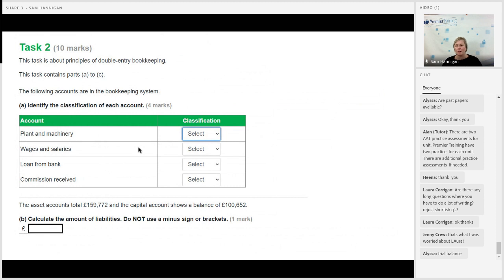Assets accounts is 159772. The capital account shows 100652. Assets minus liabilities equals capital. So assets minus capital will equal liabilities. Okay, simple, really simple calculation. Again, you should be gaining full marks.